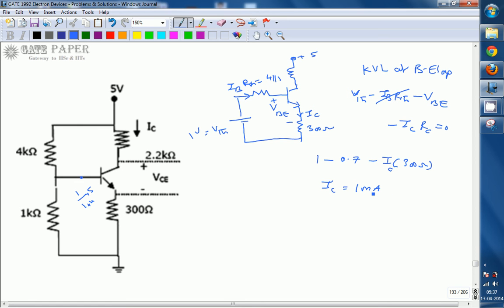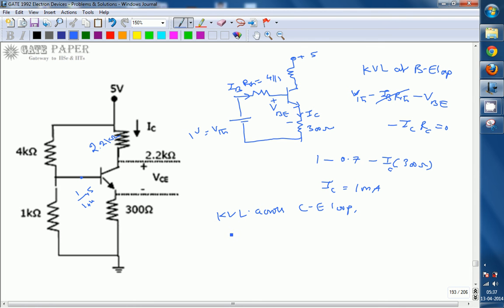Next we are going to calculate VCE. Here the resistor value is not indicated, so this is a printing mistake; it is 2.2 kilo ohms. So 2.2 kilo ohms is the RC value. By applying KVL across the collector emitter loop, you can calculate VCE.